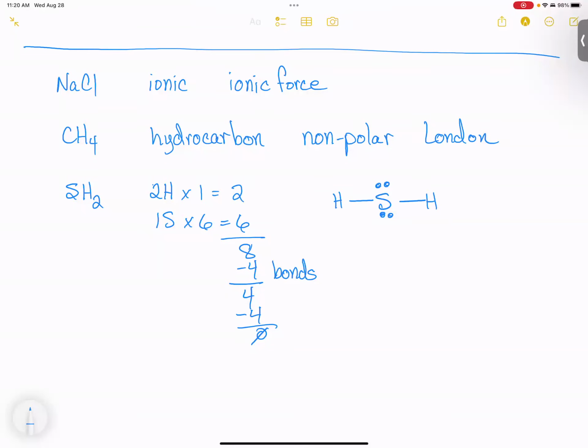Once you hit 0, you ask, does everybody have an octet? In this particular case, yes, because hydrogen has 2. Your sulfur has 8. Therefore, everybody does have an octet, and this is your Lewis dot structure. Because each line represents 2, it thinks that it owns the 2 that's in that bond.